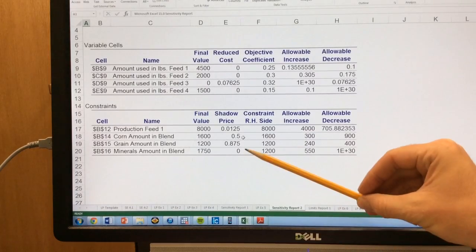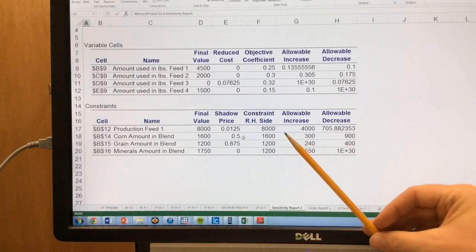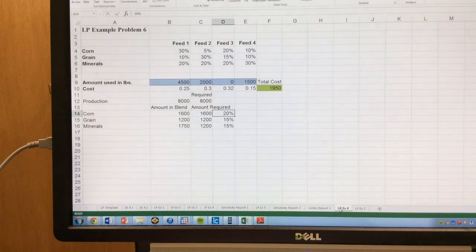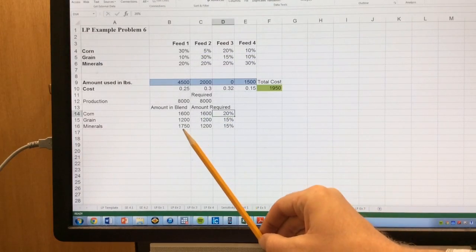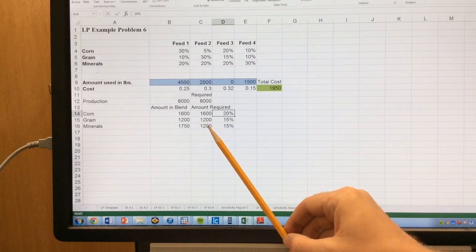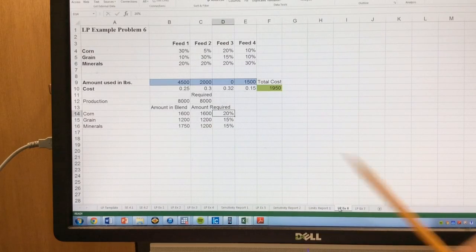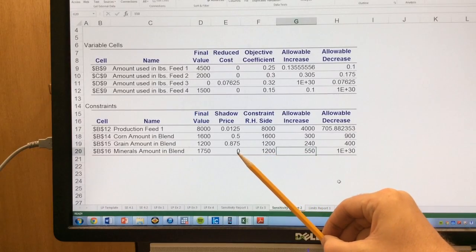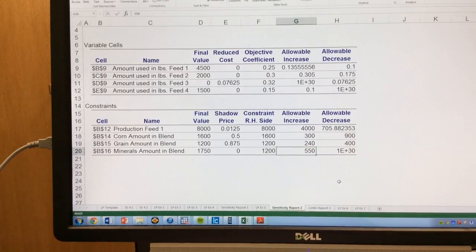Now, one thing to note also is this minerals blend. What if they say we want to require 1,300 pounds of the blend to have minerals? Well, one thing we note is our blend already has 1,750 pounds of minerals. So if they increase this requirement, that's not going to increase our costs at all. In fact, it can increase by 550 until our costs are going to change. And that's exactly what this allowable increase says: raising this constraint is going to have no effect on our costs as long as we raise it by 550 or less. And that there is our answer.